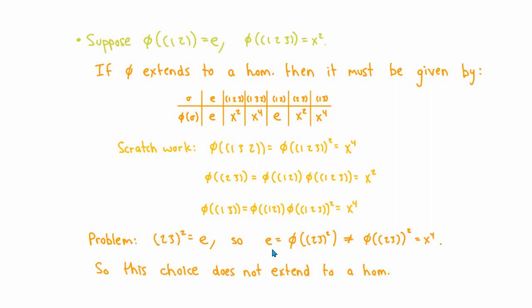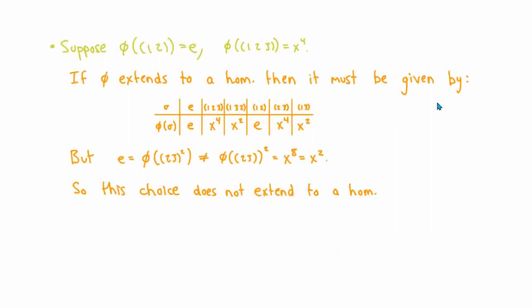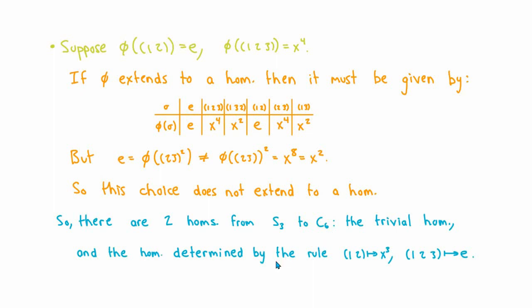So the conclusion here is that this choice of values of phi doesn't extend to a homomorphism from S3 to C6. Finally, by an exactly analogous calculation, it's not difficult to see that the choice phi of (1 2) equals identity and phi of (1 2 3) equals x to the fourth also doesn't extend to a homomorphism from S3 to C6. And so we're left with the conclusion that there are exactly two homomorphisms from S3 to C6, which are the trivial homomorphism and the homomorphism determined by the rule that (1 2) maps to x cubed and (1 2 3) maps to the identity.